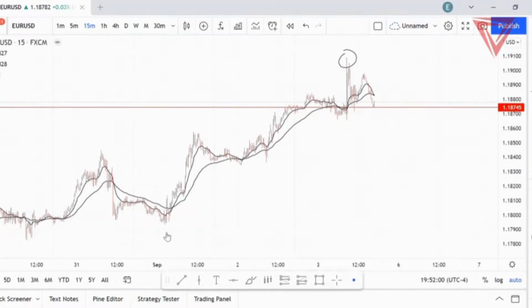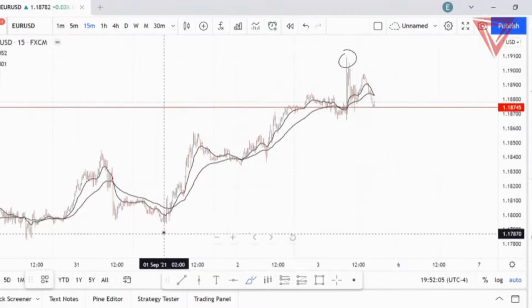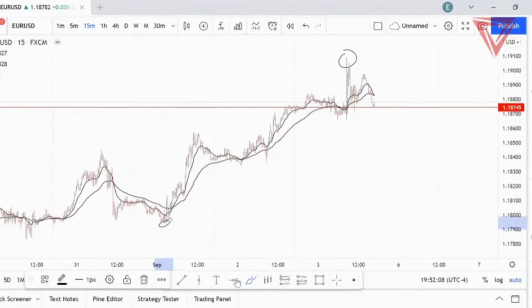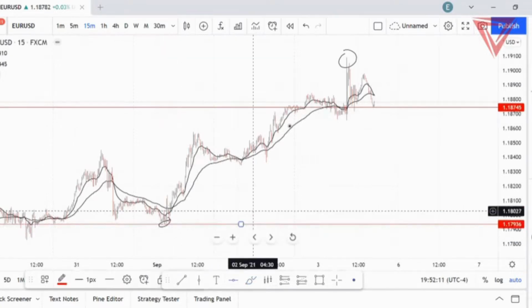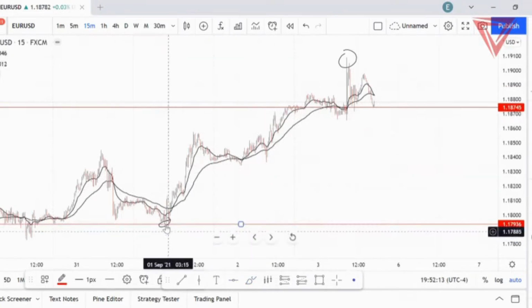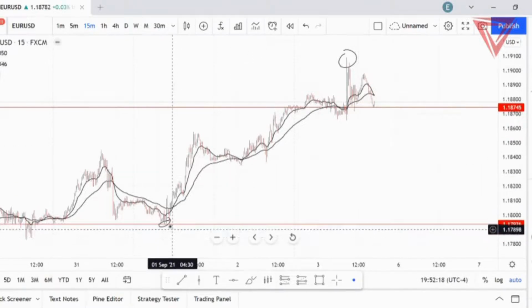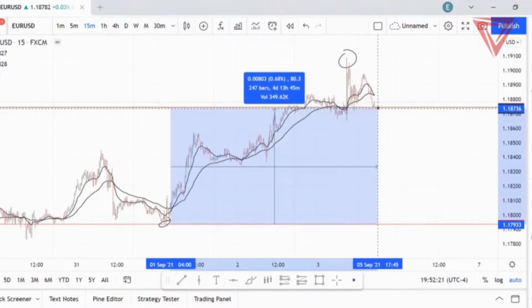So let's just say I wanted to measure how far this 1.18745 is from here. So let's put a red line right here. All I have to do is press and hold the shift button, click right here, and drag. And you see the number now, the first number, 0.00807. That is 807 micro pips or 80 standard pips, right?